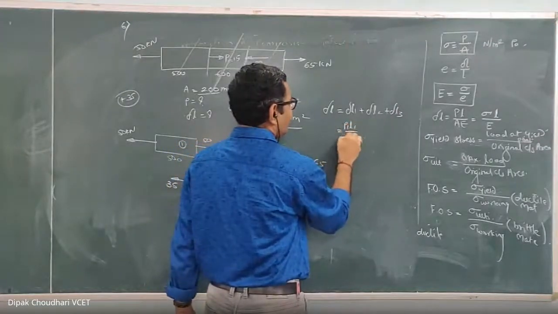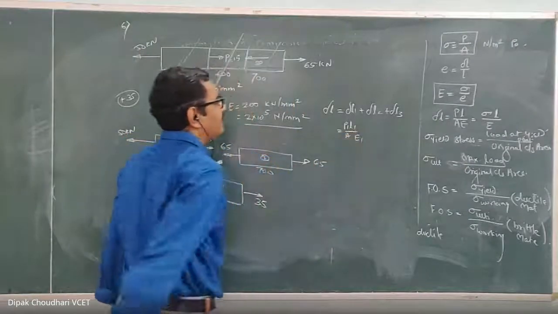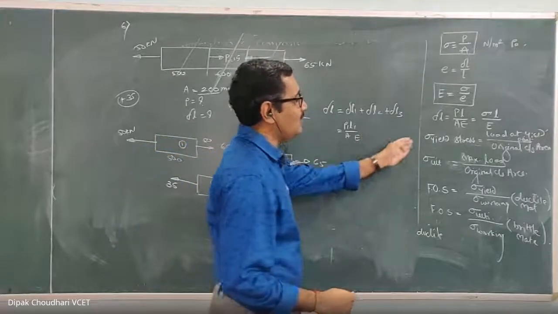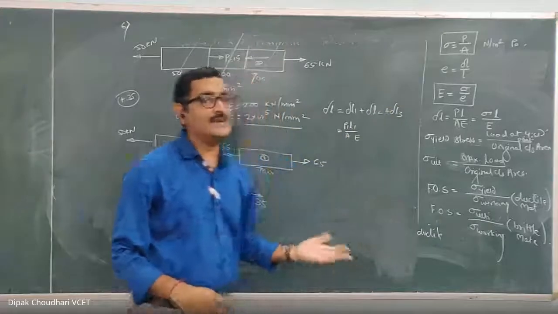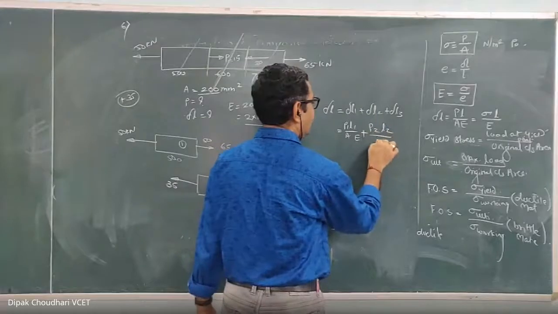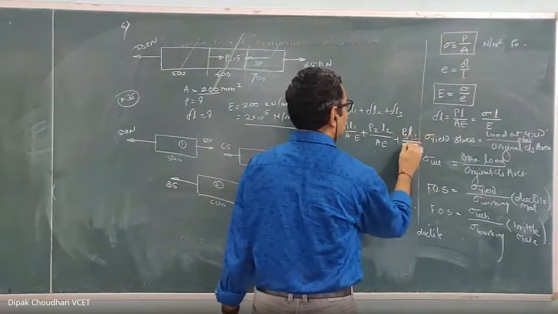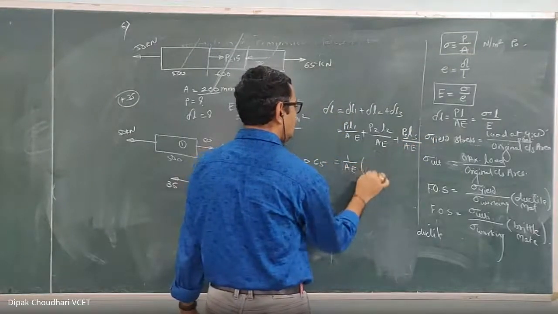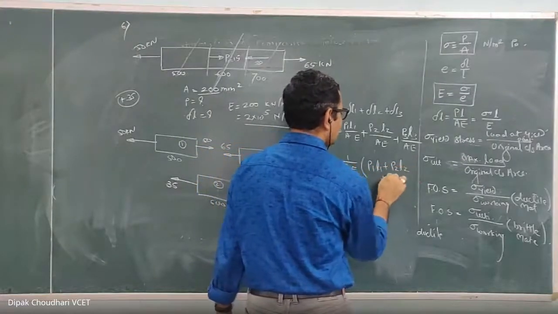P1 L1 upon A1 E1. Now the area is the same, so I will consider it as A, and it is made of the same material, so E is also constant. So let A1 equal to A2 equal to A3 equal to A, and E1 equal to E2 equal to E3 equal to E, because it is made of the same material. For the second, it is P2 L2 upon AE. Third, P3 L3 upon AE, which is equal to, if I take 1 upon AE common, then in the bracket it is P1 L1 plus P2 L2 plus P3 L3.